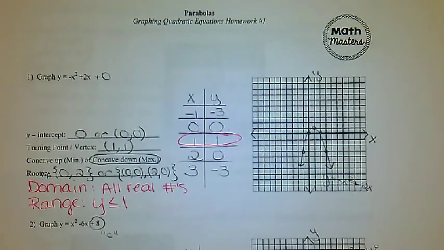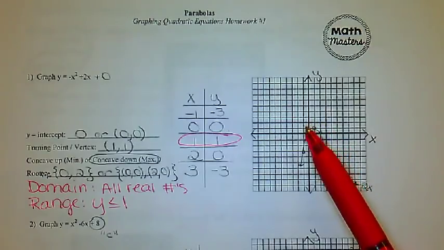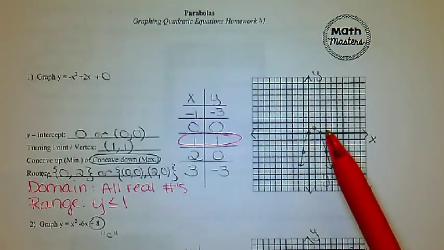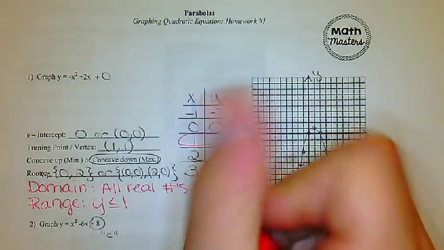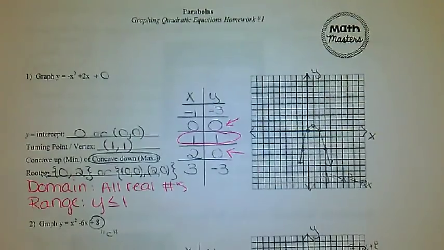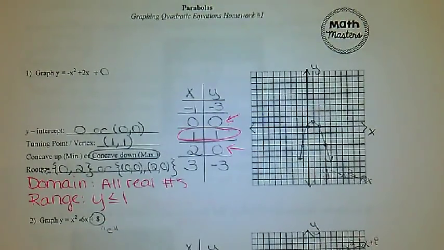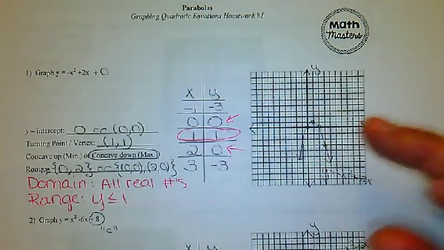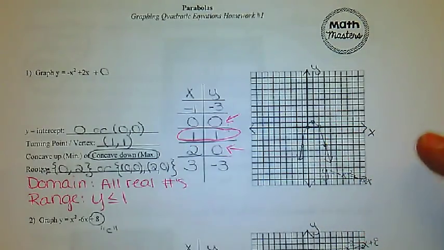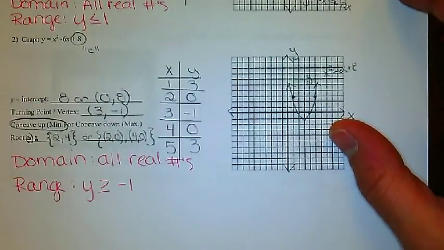Okay? So your vertex is going to be the turnaround point right here. I see that it opens downwards, so it's a maximum. My roots are when y is 0, because remember, another word for roots are zeros or x-intercepts. Our domain is all real numbers, and then our range is y less than or equal to, because it's downward, and a positive 1, because that is the y value.